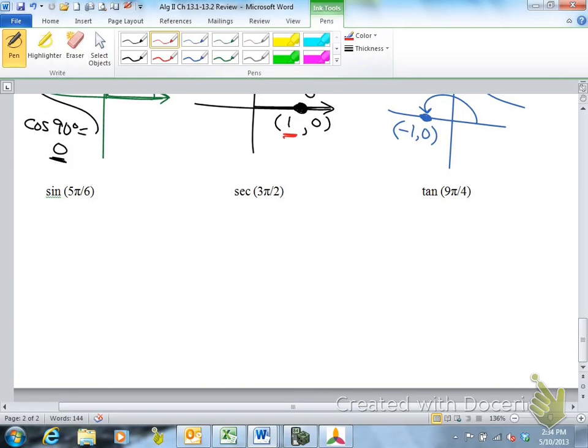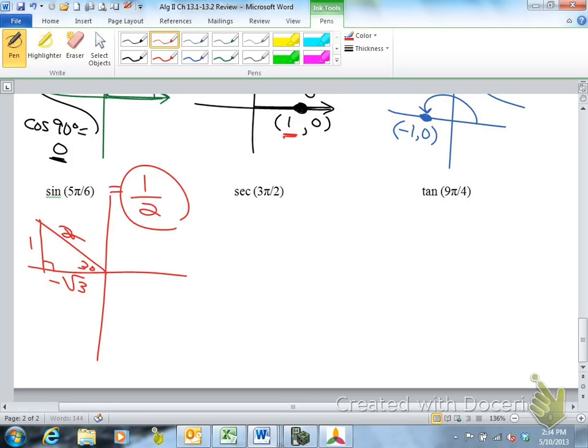Second quadrant, reference angle of 30, or pi over 6. 1, 2, negative square root of 3. Sine is opposite over hypotenuse. So the answer would be 1/2, without having to convert to degrees.